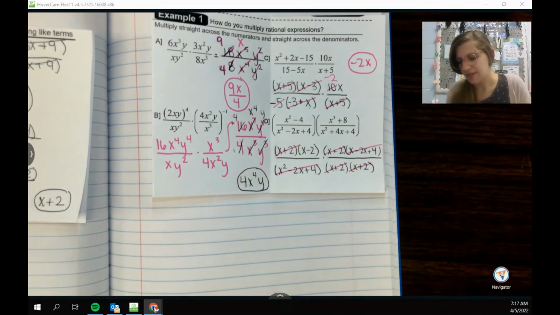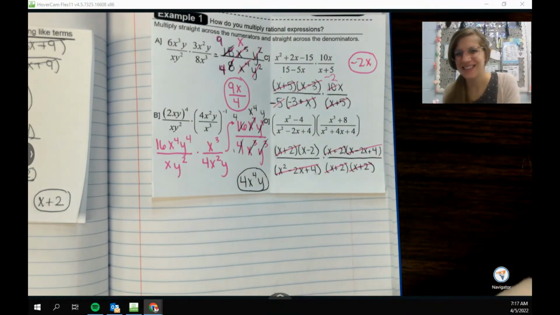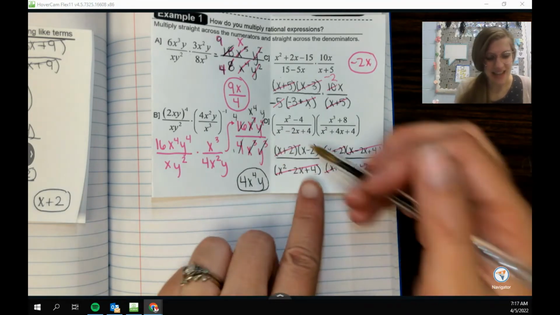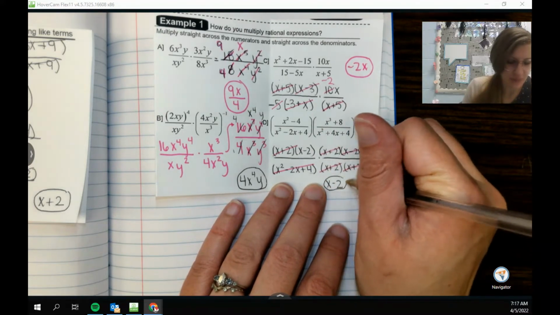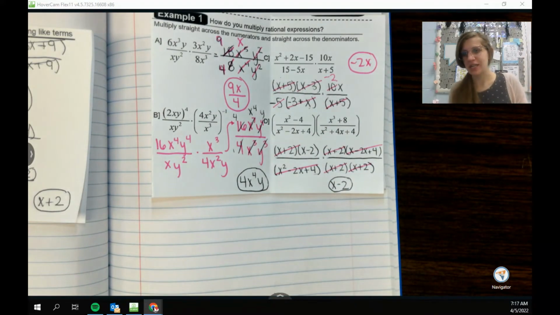And it's so satisfying to cancel all the things. And so the only thing that's left is in the numerator, and it's x minus 2. And again, no denominators, so no restrictions.